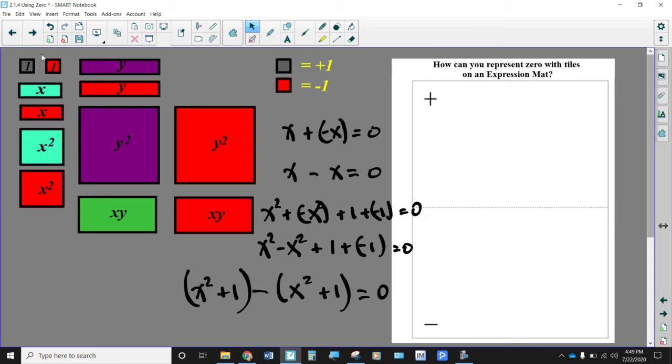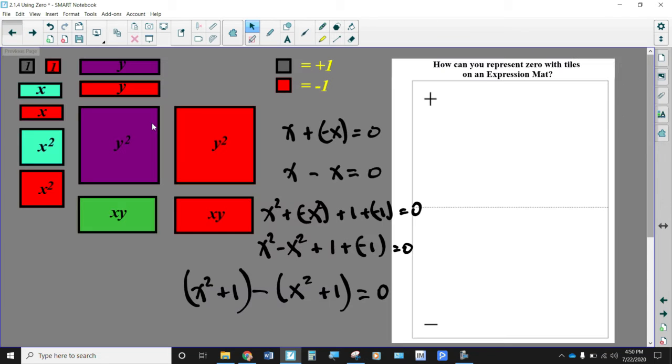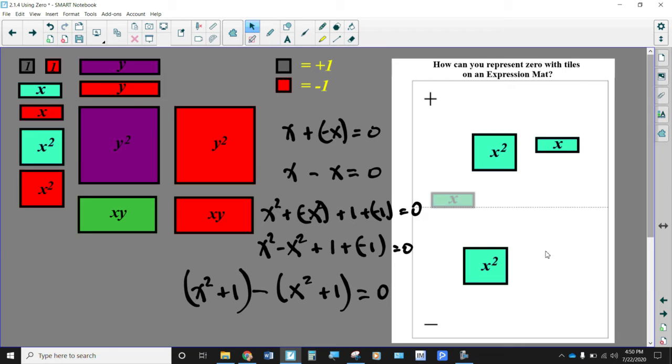So we have 0. If you have the same tiles in opposite regions, that would form a zero pair. So the same tiles in the opposite region form a zero pair. So here we go. You got the same tile in opposite regions. X squared minus x squared is equal to 0. X minus x is equal to 0. If you take 1, take away 1. Okay, so this is a zero pair.